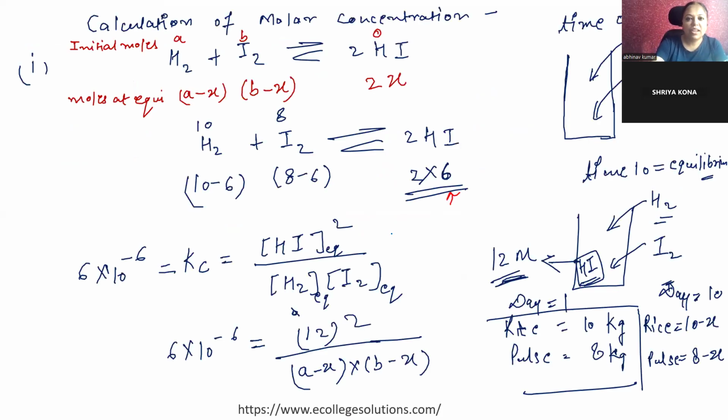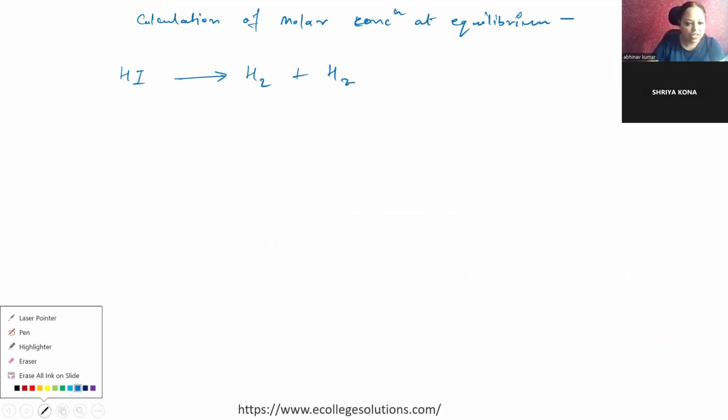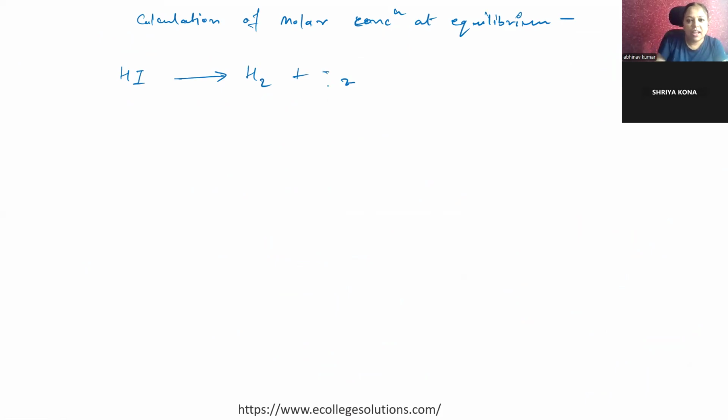Yeah. Okay, and now here we will talk about calculation of molar concentration at equilibrium, right? Because I've already done it on that slide, I'm doing it once again. Let's say I'm talking about a reaction which is HI gives H2 plus I2. Sorry, I have written X2 and X2 times. So this is an equation which is given: HI is equal to H2 plus I2.